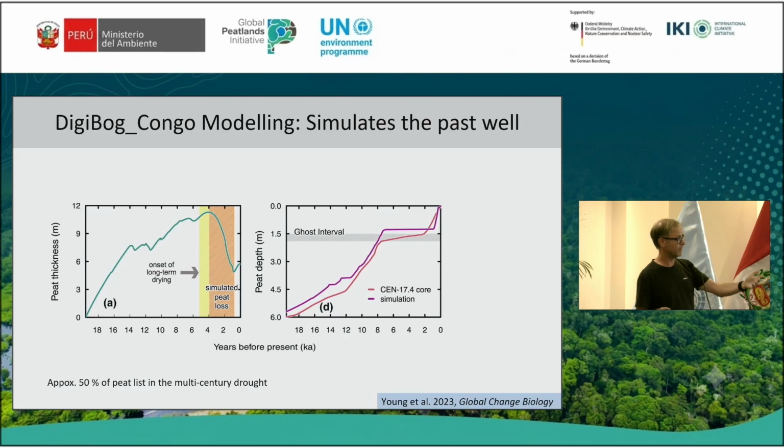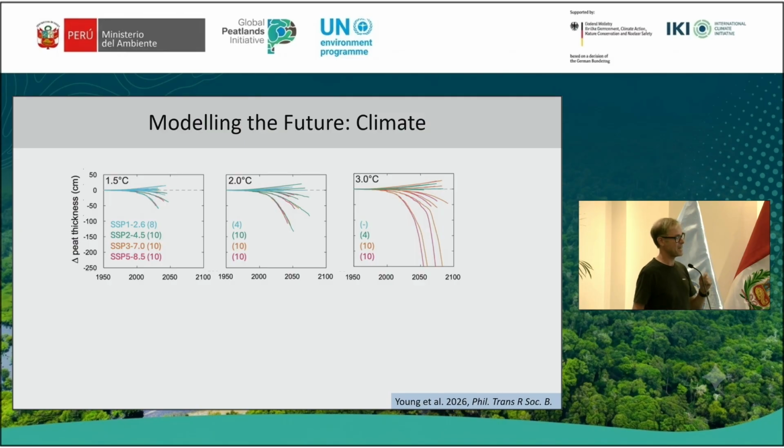So on the right-hand side, we can see the CEN core is our measured core, the one I showed before, and our model and its simulation is in the purple color, and they're a pretty good match. So we can actually do a pretty good match.